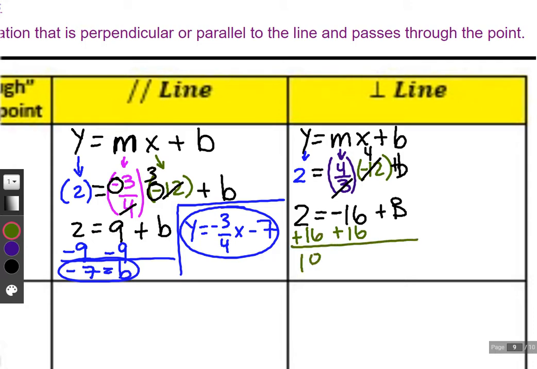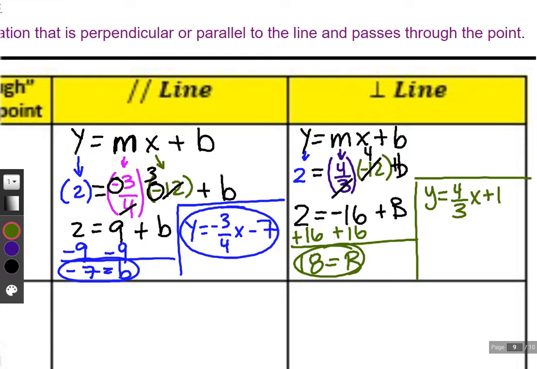And so I have 18 to be my new b value. And so constructing the equation, we'll return to x's and y's. We'll use 4/3 as our perpendicular slope. And then we'll add 18 to be our new y-intercept. And so that's going to be our new perpendicular equation.